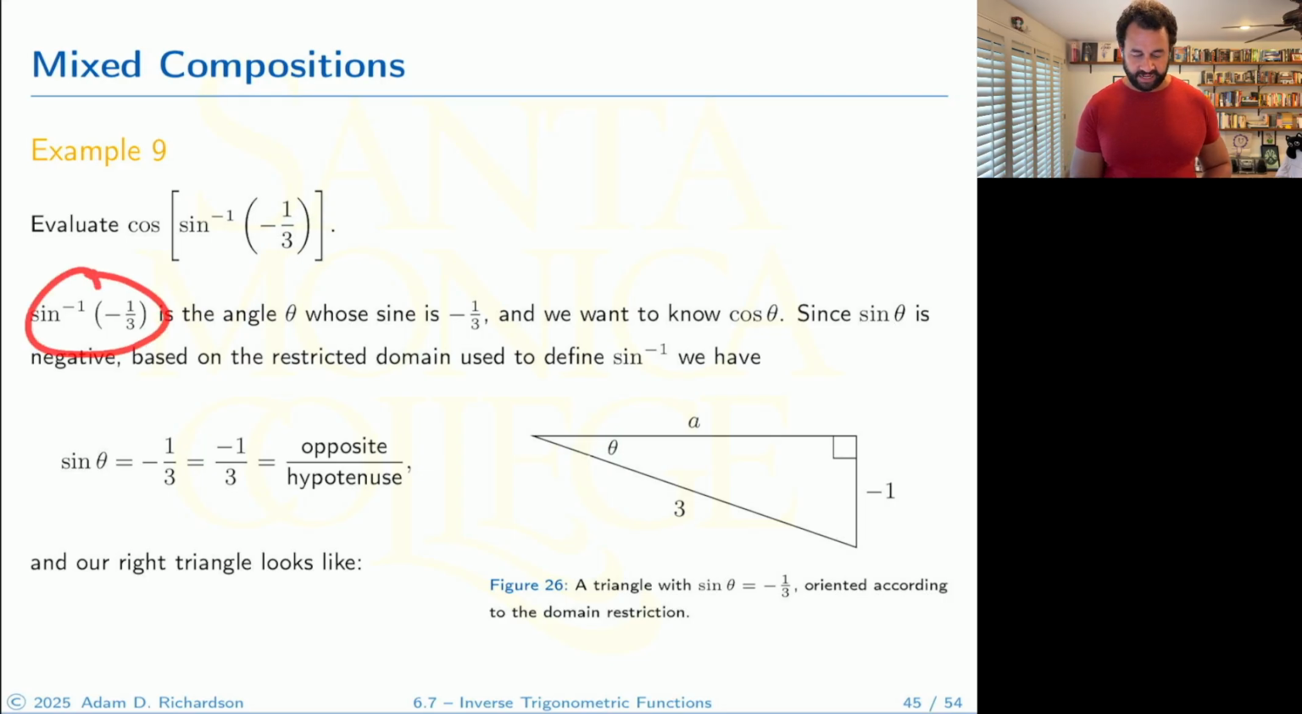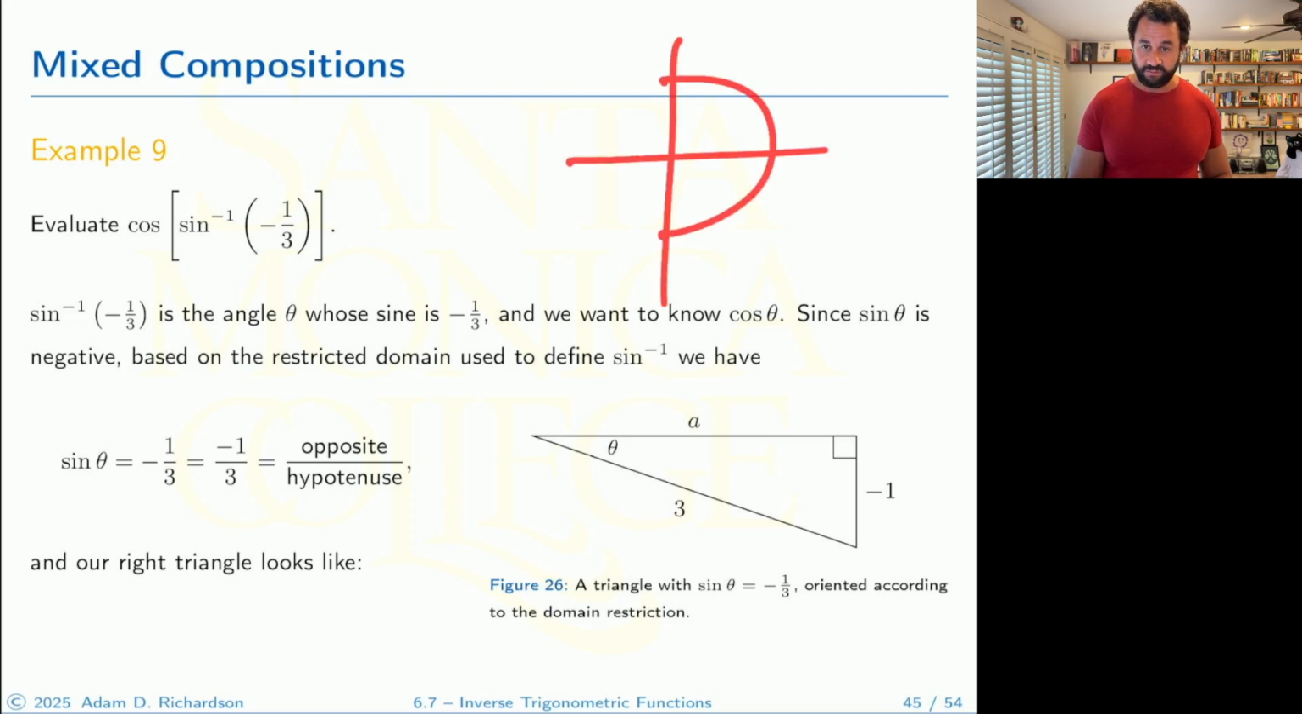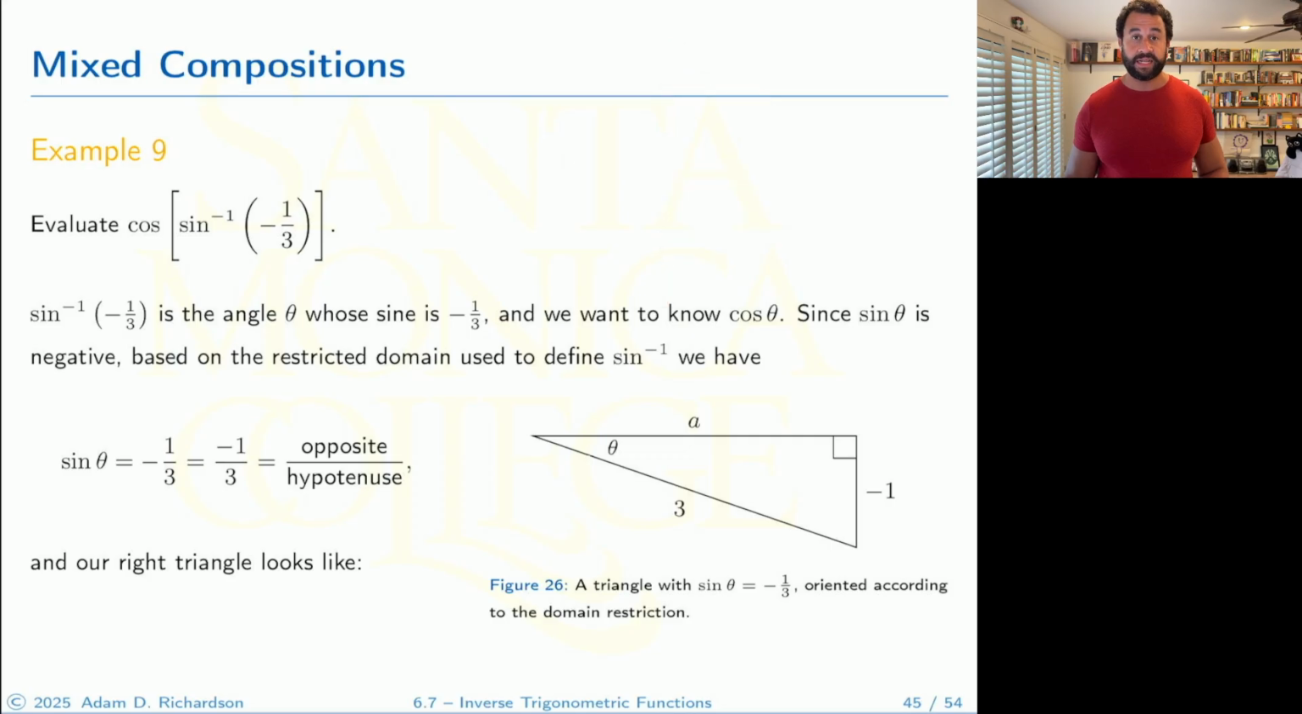But sine inverse of -1/3 is the angle theta whose sine is -1/3, and we want to know the cosine of that angle. Now, since sine is negative in this case, our triangle is going to look like that, because remember, the restricted domain for sine is -π/2 to π/2. So if the sine value is negative, we've got to be down here in this quadrant. And that's why the right triangle appears the way that it does, just because of that restricted domain.